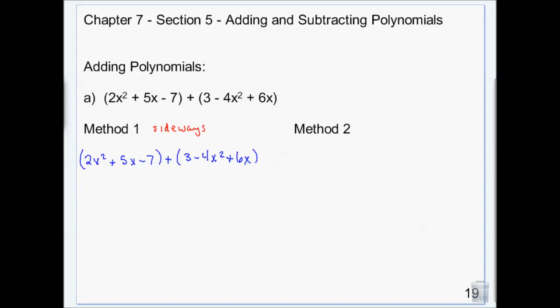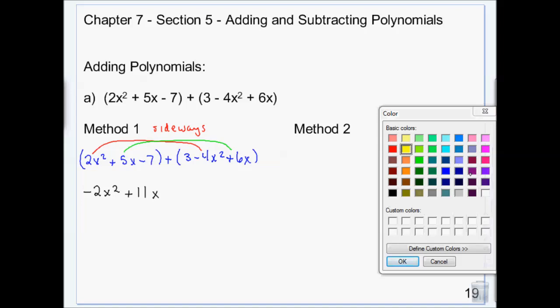And all I do is add together the like terms. So I have 2x squared and -4x squared. So 2 plus negative 4 is negative 2. It's already been put in order for the first half of it. And then I do 5x plus 6x. 5 plus 6 is 11.